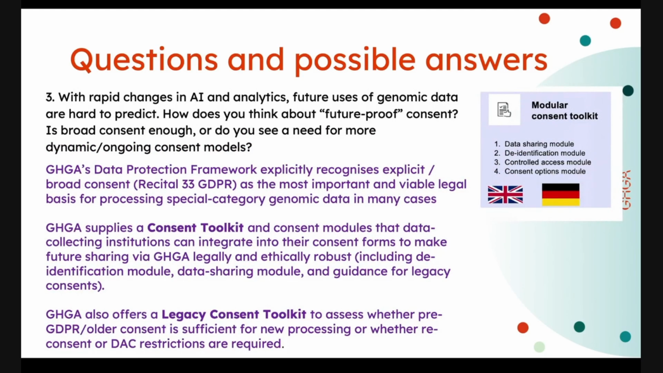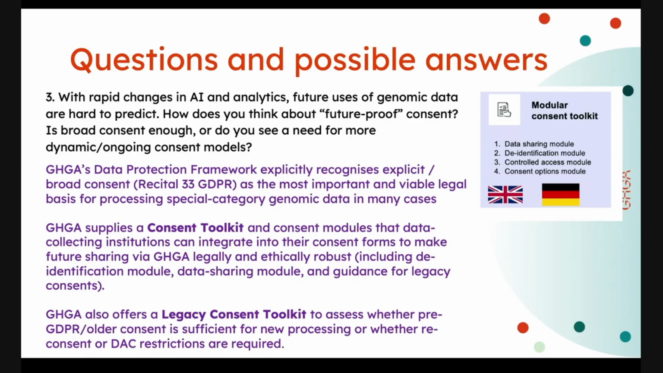The third question was, with rapid changes in AI and analytics, future uses of genomic data are hard to predict. How do you think about future-proof consent? Is broad consent enough, or do you see a need for more dynamic ongoing consent models? I think it's a very good question. I think on the broader scale, broad consent is already good enough. And at least for GHGA, we do comply with this broad consent in most cases.